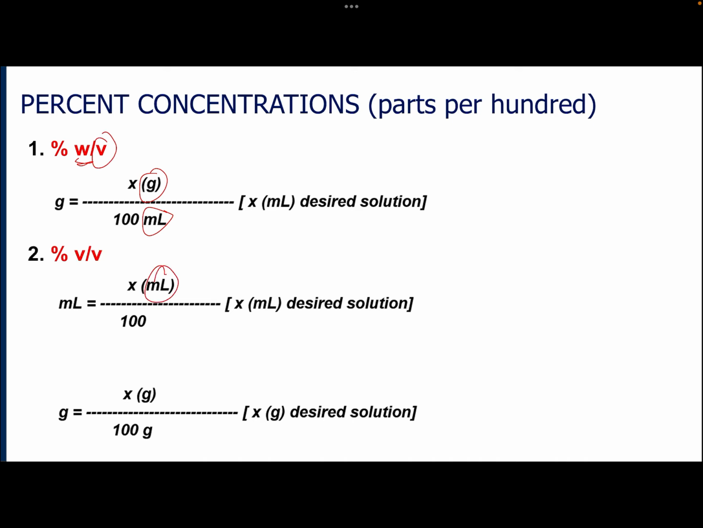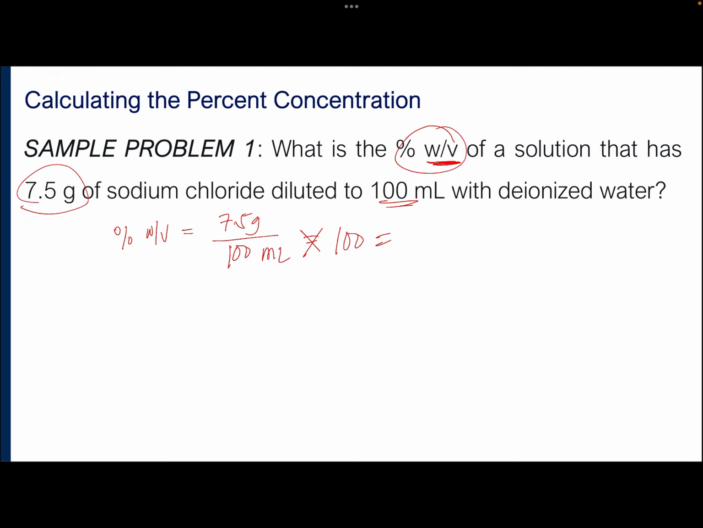Okay, let us have an example. What is the percent weight over volume of a solution that has 7.5 grams of sodium chloride diluted to 100 ml with deionized water? Using our formula, percent weight over volume equals weight, so we have 7.5 grams, divided by the volume in ml, 100, times 100. Don't forget to multiply by 100 since this is a percent composition. This is 7.5%.